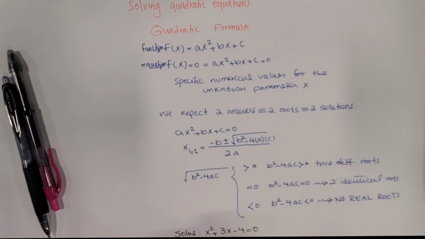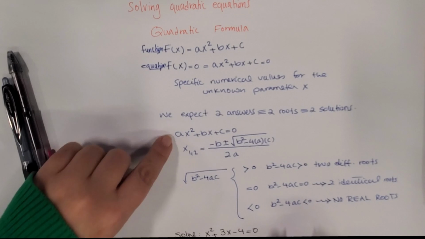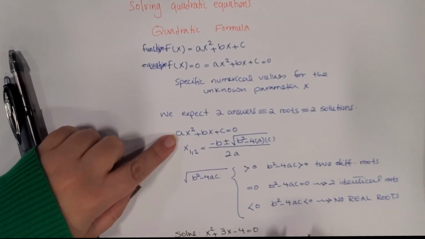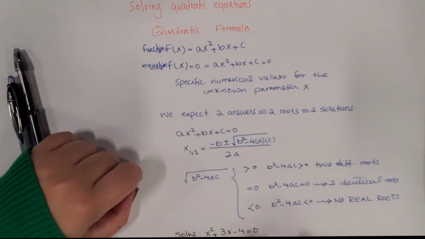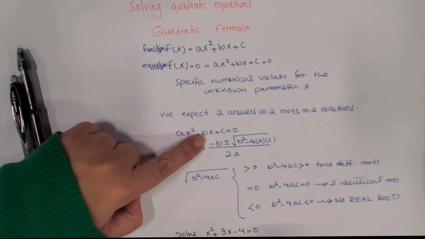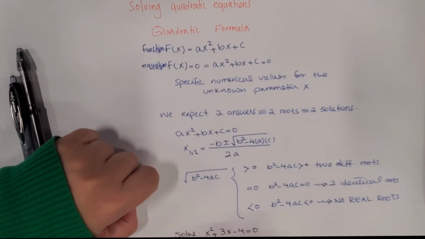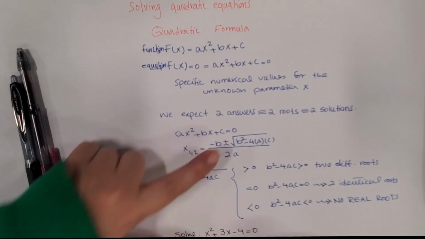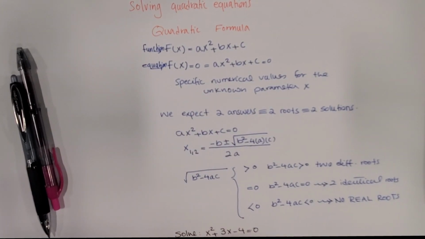So first things first, I usually like to be really systematic when I'm doing math. So first I try to identify a, b, c. As I mentioned, a is the coefficient of x to the power 2. So a here is 1. b is the coefficient of x, which happens to be 3 in my example. And c is the constant number, which is -4.